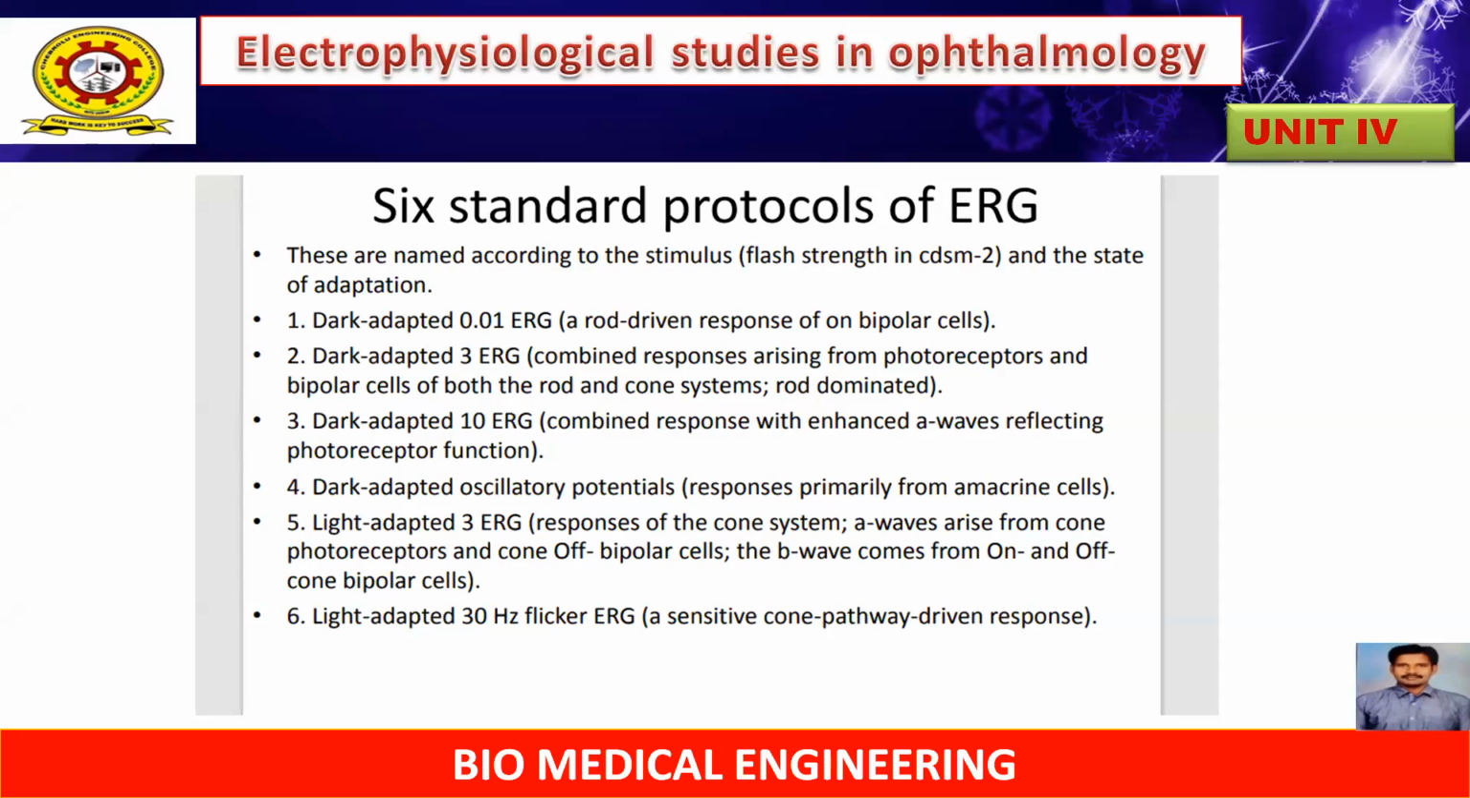So the light adapting 3 ERG is nothing but the response of the cone system. So that is the A wave arising from the cone photoreceptor and the bipolar cells; similarly, the B wave comes from on and off cone bipolar cells. So that is the light adapting 3 ERG. So the light adapting 3 ERG is responsible for the A wave as well as the B wave.